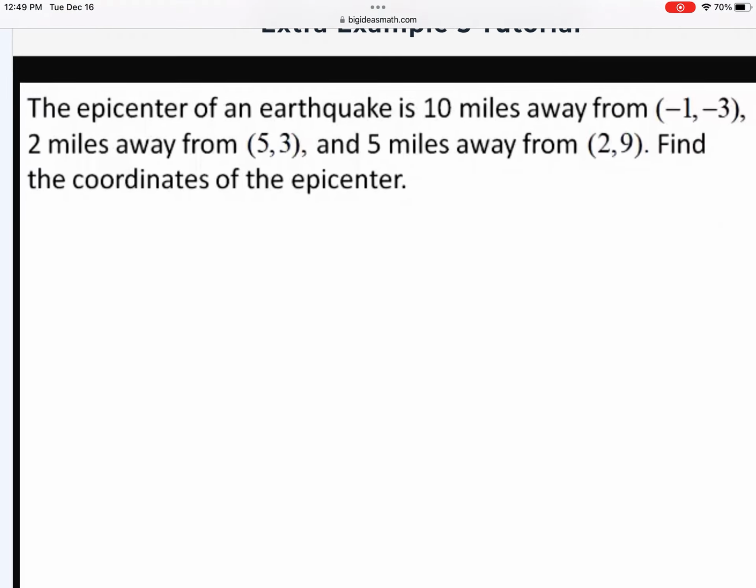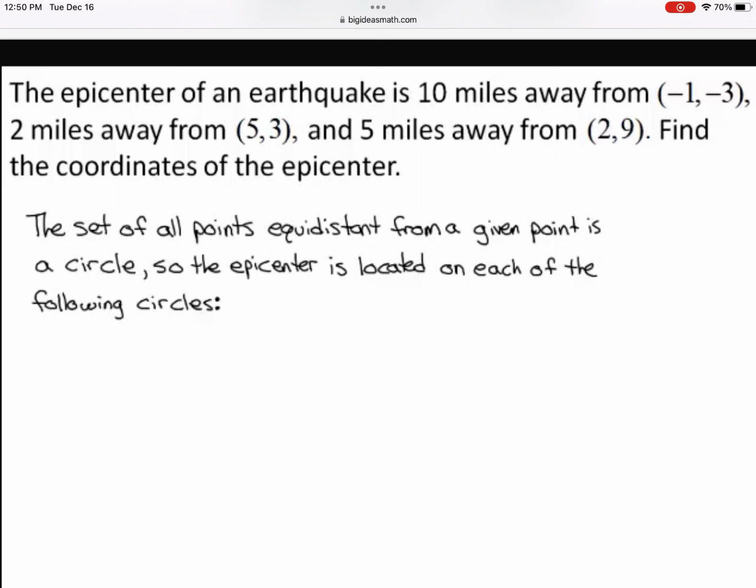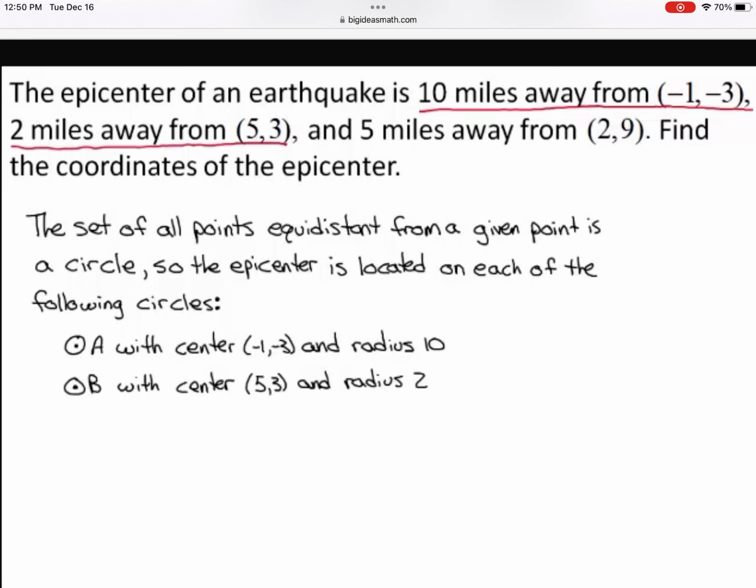The epicenter of an earthquake is 10 miles away from -1, -3, 2 miles away from 5, 3, and 5 miles away from 2, 9. Find the coordinates of the epicenter. The set of all points equidistant from a given point is a circle, so the epicenter is located on each of the following circles. Circle A with center -1, -3 and radius 10. Circle B with center 5, 3 and radius 2, and Circle C with center 2, 9 and radius 5.